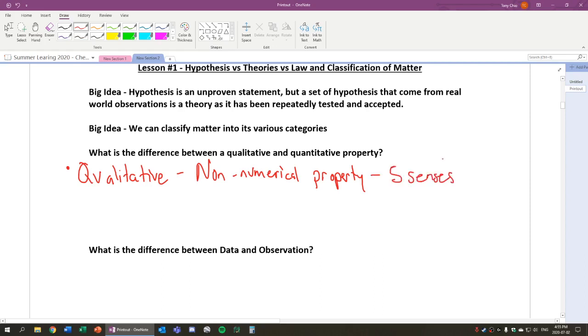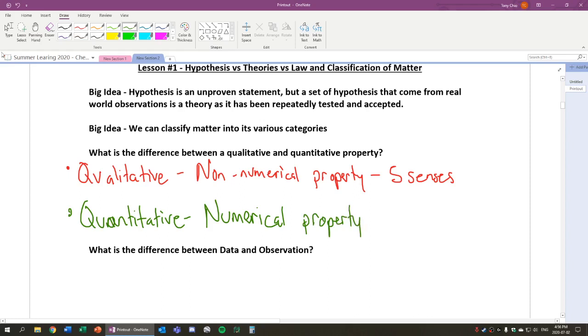So what do you see? What color is it? What does it smell like? What does it feel like, for example? Quantitative comes from the word quantity. Quantitative means it's the numerical property. So it's the one that deals with number.